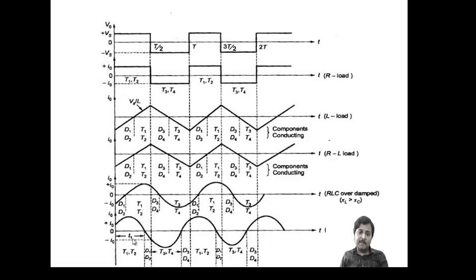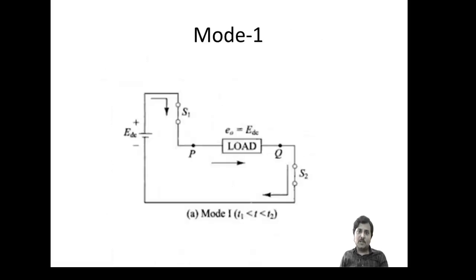When RLC is in an underdamped condition, the current is leading the voltage, so the current zero point will be leading with respect to the voltage. Similar things happen: the current is positive and the voltage is positive, so T1 and T2 will be conducting here. When the current becomes 0 and the voltage is positive, the current becomes negative. This negative part of the current is shared by D1 and D2. Similarly, when the current is negative and the voltage is also negative, T3 and T4 share the load current. The similar process will be continued. So these are the different load currents with respect to load change.